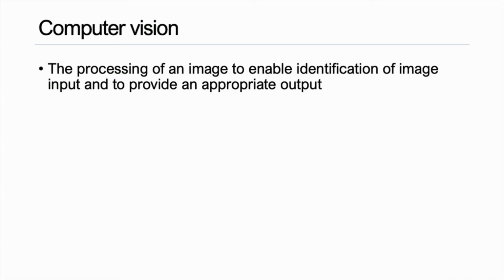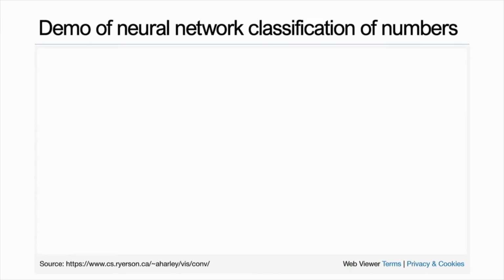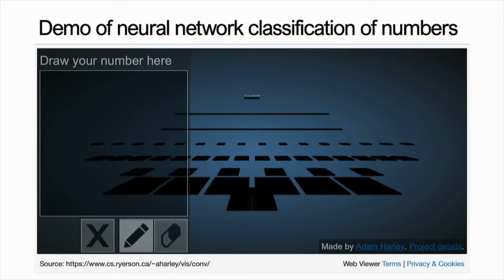Computer vision refers to the processing of an image in order to enable identification of an image input and provide an appropriate output. Most of the time, this has been applied to classification of images, and I just wanted to show you one example of this.